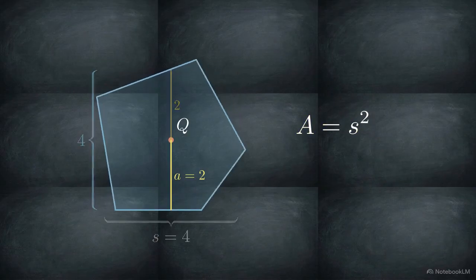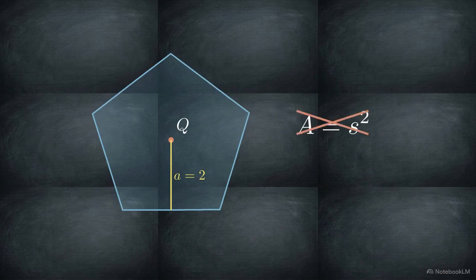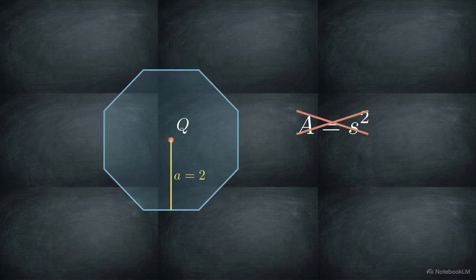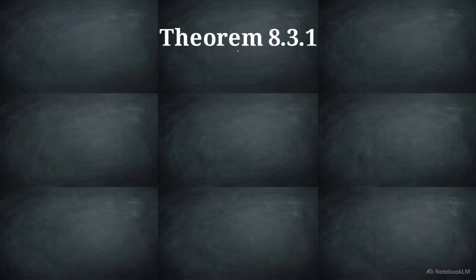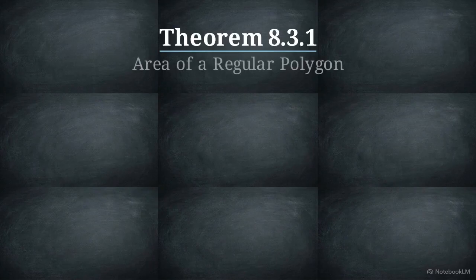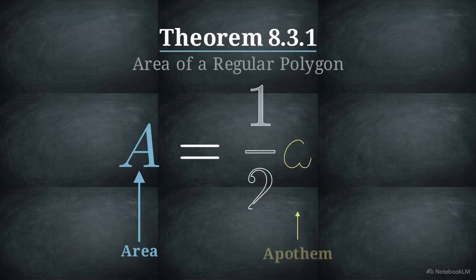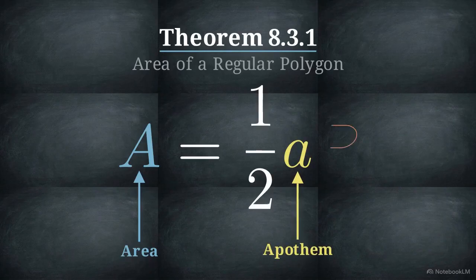While multiplying side lengths works for a simple square, that specific equation fails when applied to a pentagon or octagon. We require a mathematical tool that scales automatically. That tool is Theorem 8.3.1. This theorem states that the area of any regular polygon equals 1/2 the length of the apothem multiplied by the total perimeter of the shape.